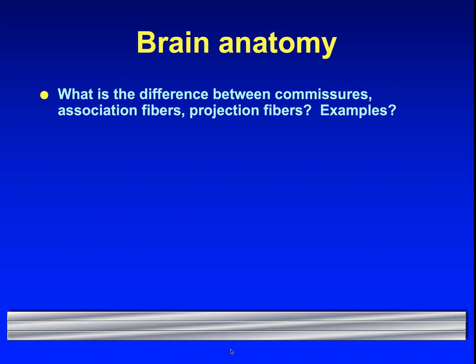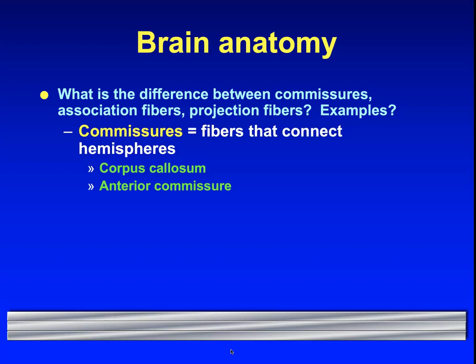So we're going to talk about different connections between areas of the brain and ways that fibers connect. So commissures, these are fibers that connect the two hemispheres. And the main one you need to know is called the corpus callosum. So learn that name.